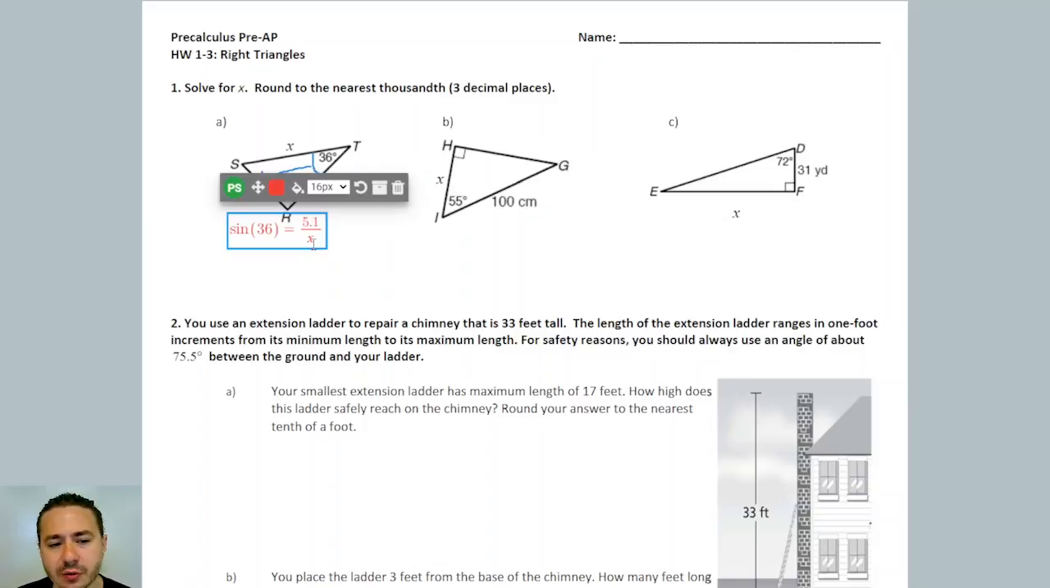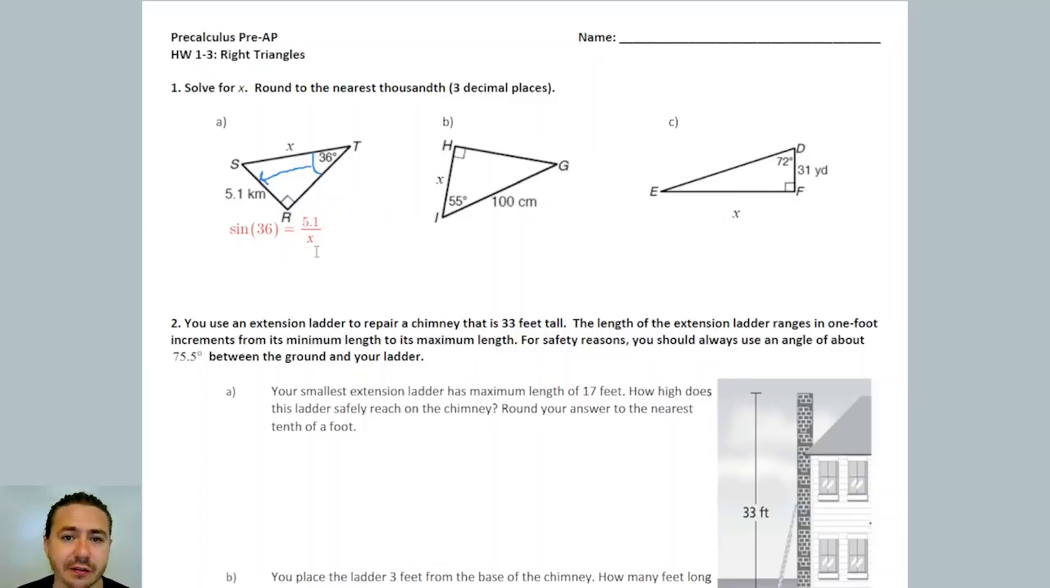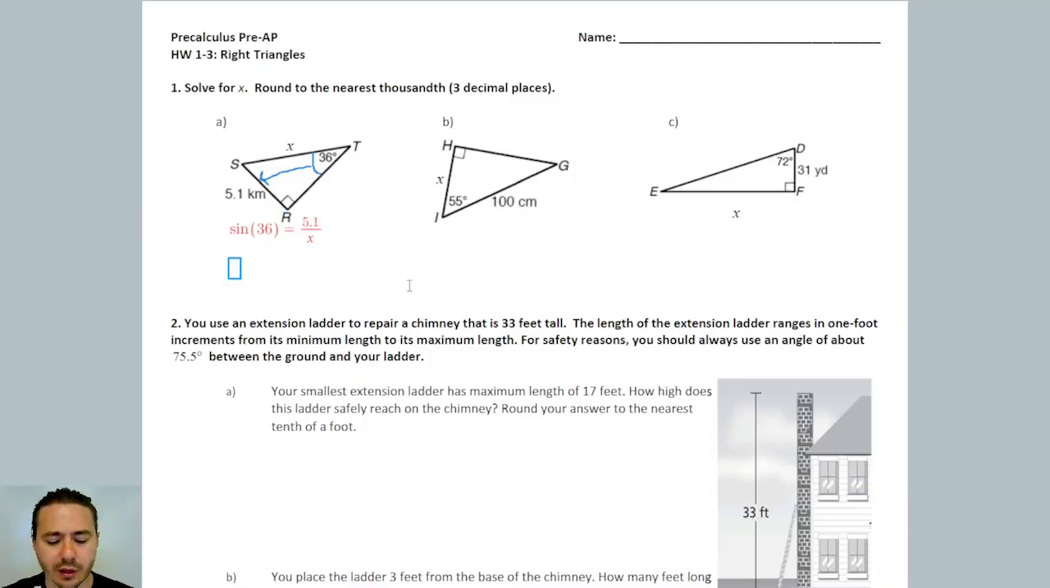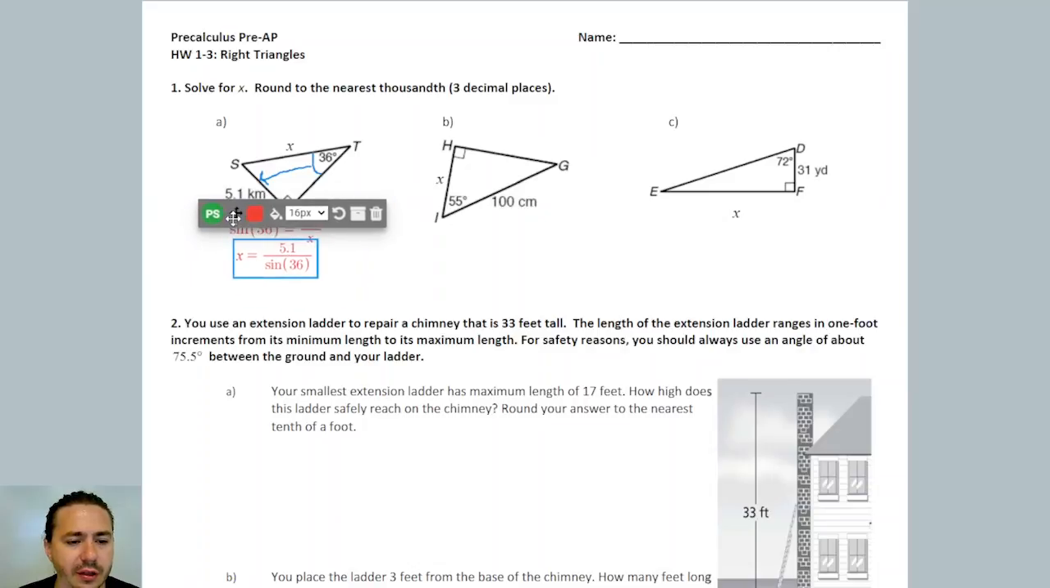So basically the two steps you have to do to isolate x: first, multiply by x on both sides, which effectively makes x the coefficient of that trig function, so x sine 36 equals 5.1, and then you're going to divide by sine 36. So if you do those two things, you'll end up with x equals 5.1 divided by sine of 36. Now that angle measure is given in degrees, so just make sure when you're working with your calculator that you are in degree mode.